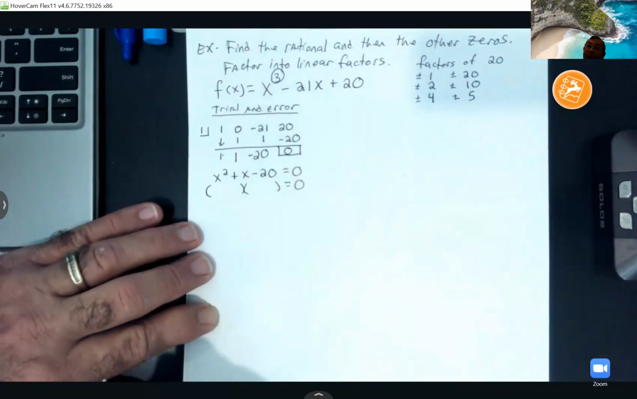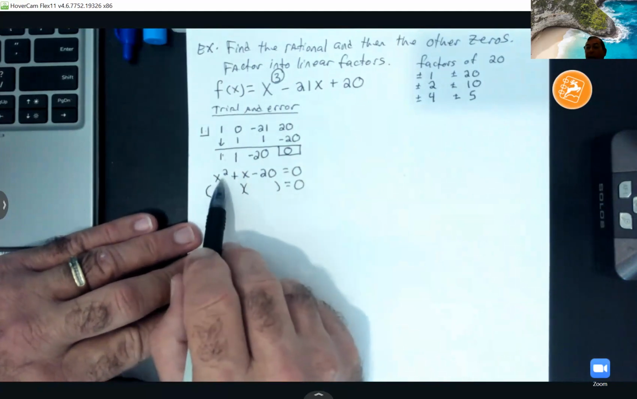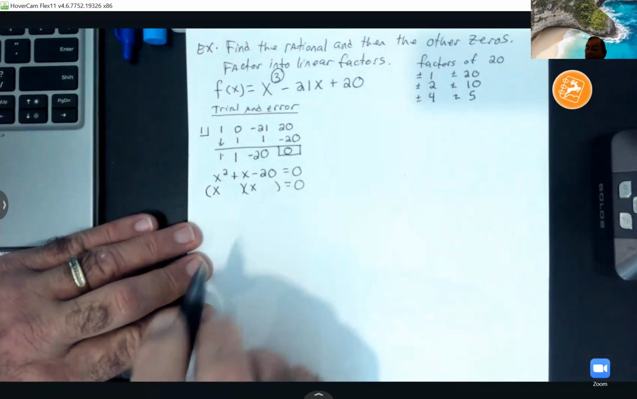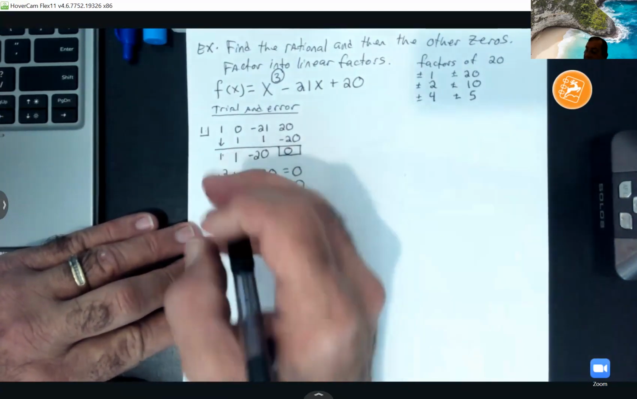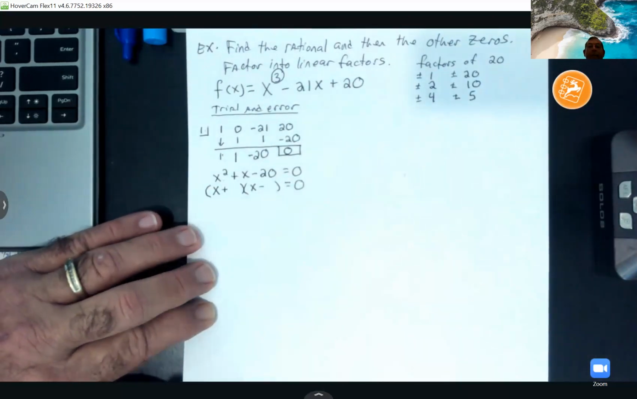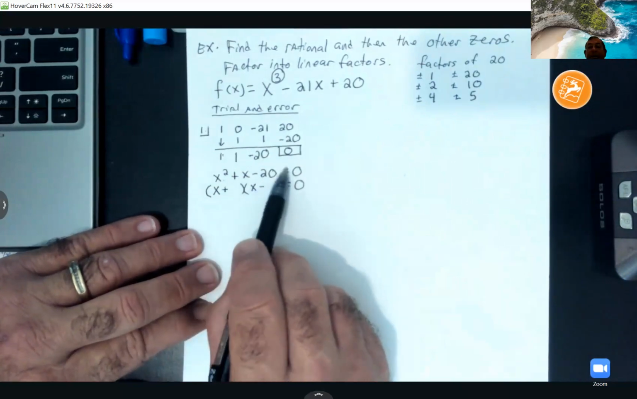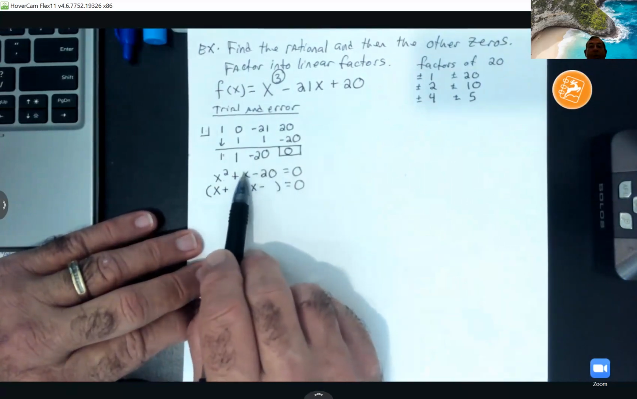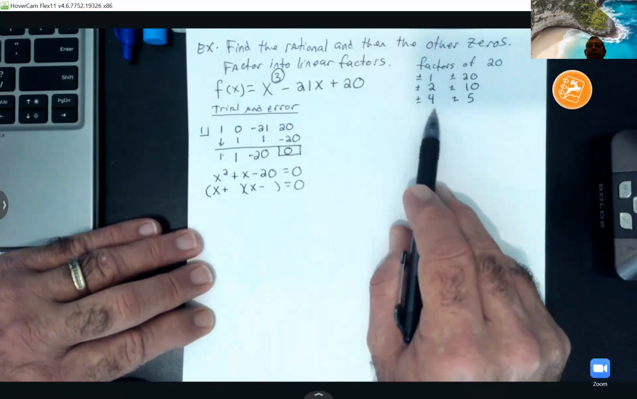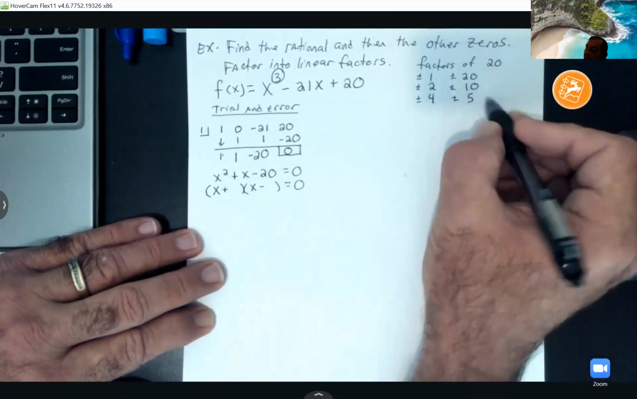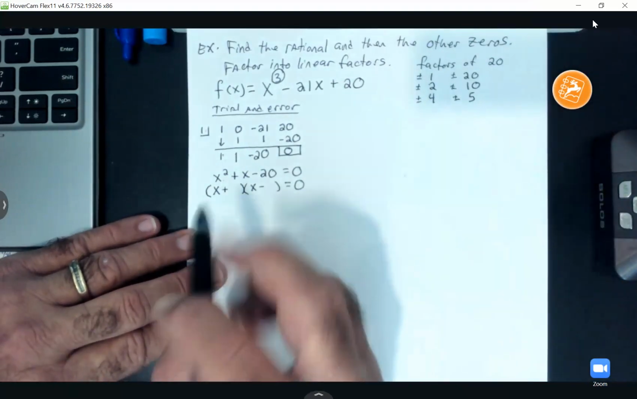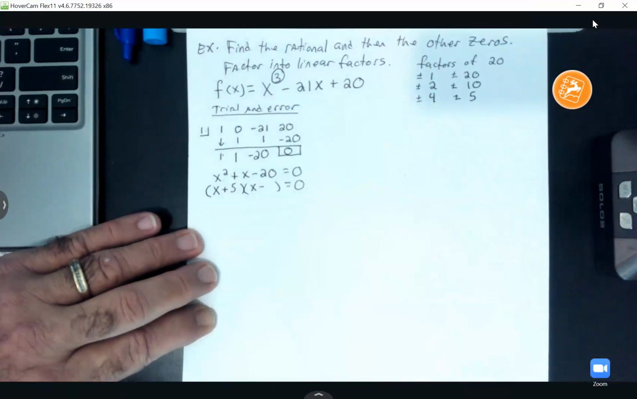But that's usually easier than the quadratic formula. So we got an x squared here, so that'll be an x and an x. Since the last number's negative, we're going to have one factor positive, one factor negative. Now, I need factors of 20 that'll subtract and give me a 1. Well, we got our factors right here of 20. And the ones that'll subtract and give me a 1 are going to be 5 and 4. Now, the 5 will go with the positive because it's the larger number, and then the 4 will go negative.